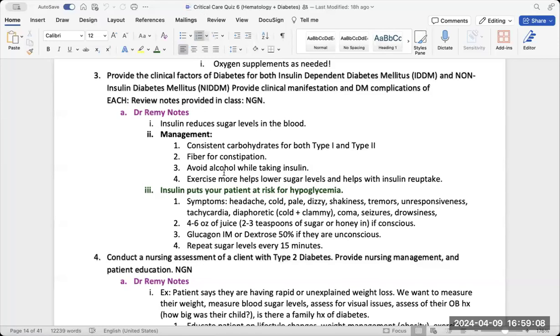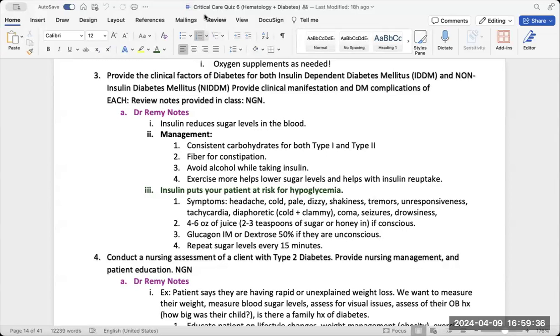The things here is that for management for both type 1 and type 2, we're talking about diet, right? We need them to have a specific diet, especially one that makes sure that gets their nutritional needs. They need to exercise because exercise is going to help them lower those sugar levels. And we also want to make sure that they avoid alcohol while taking insulin and they have fiber for constipation.